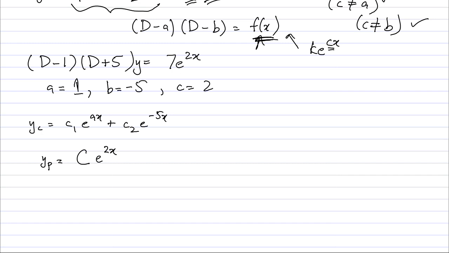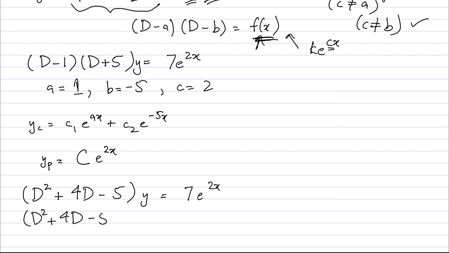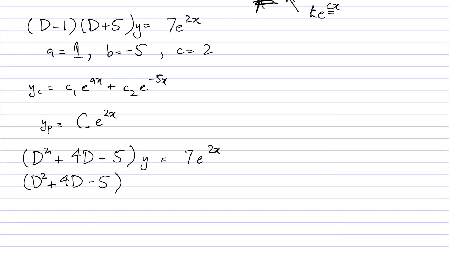By plugging this guess into your differential equation, you can figure out what the value of this capital C is. So your differential equation is D squared plus 4D minus 5 acting on y, and this is equal to 7 e raised to power 2x. Now I plug in my guess, C e raised to power 2x. Let's work this out. C of course goes outside. When D squared acts on e raised to power 2x, two factors of 2 are brought down, so that gives you a factor of 4, and you have e raised to power 2x as it is.